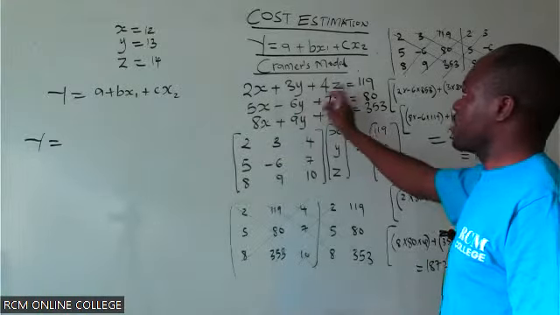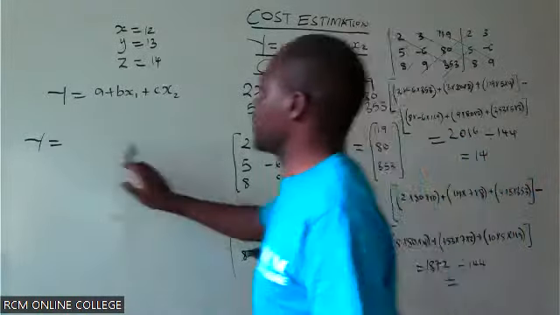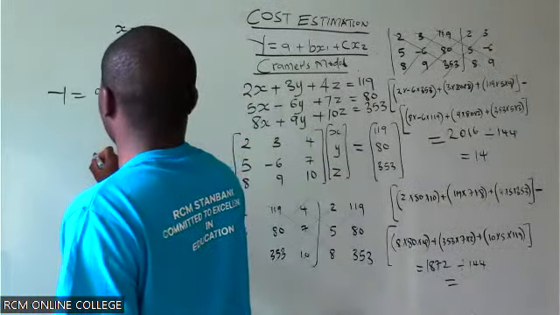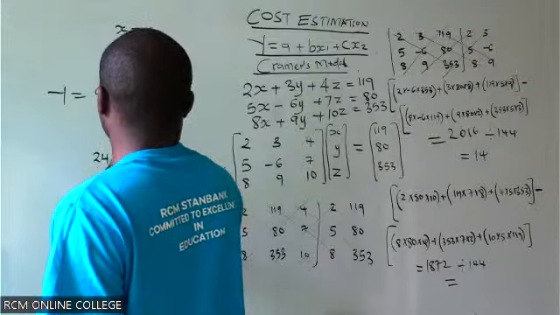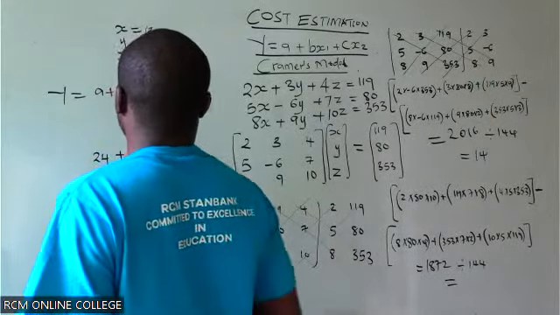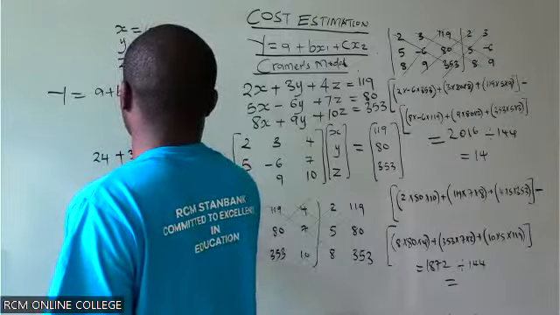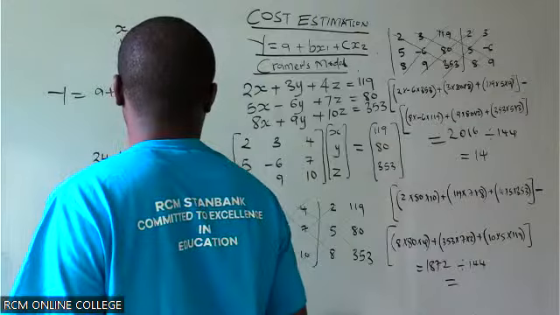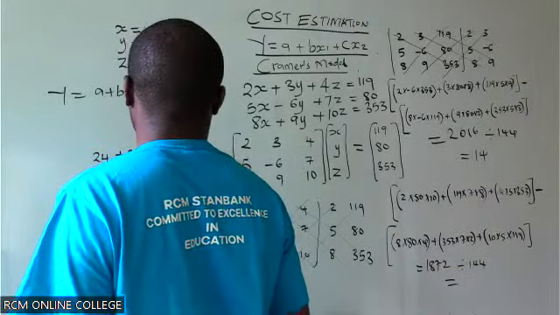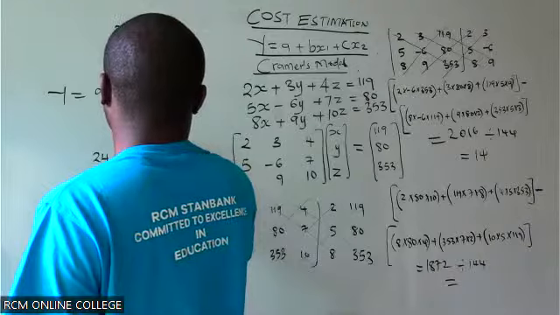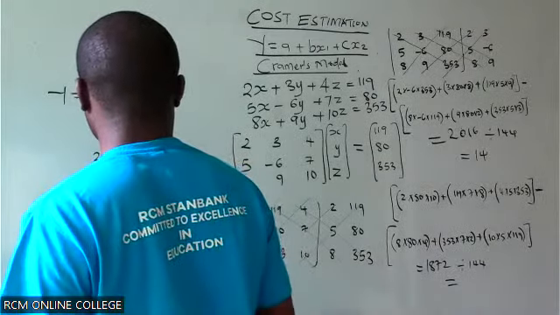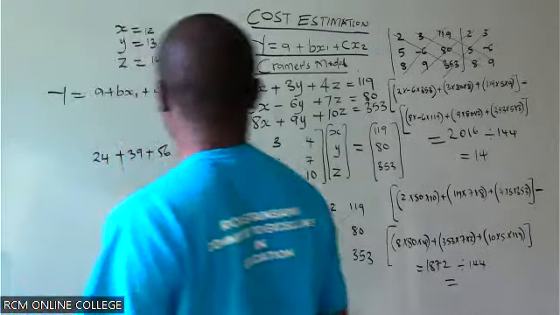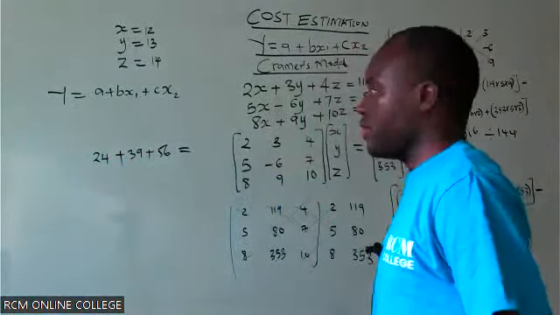So let's confirm if this one will give us that. We have 2x, which is 24, is it? Plus 3y, which is 39, plus 4z, which is 56. If you add all this, what are you getting?